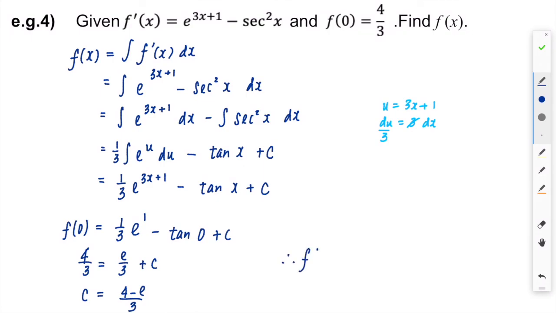And we can conclude that the function f of x must be 1 over 3 e to the 3x plus 1 minus 10x plus 4 minus e over 3. And that's it.